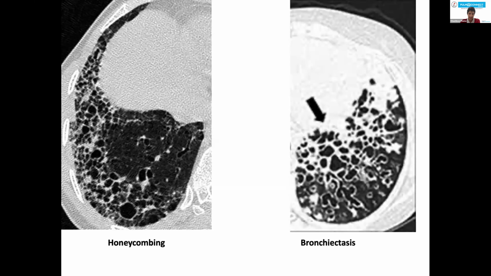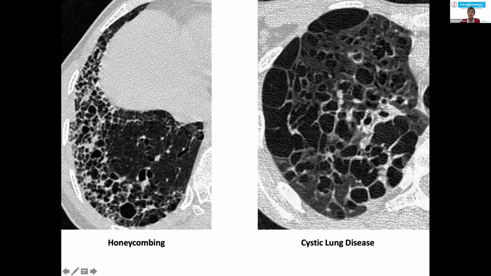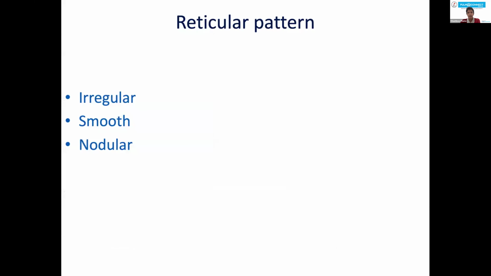Cystic lung diseases are again blacker areas within the lung parenchyma. These blacker areas have well-defined walls, but they do not share walls with each other. There is no architectural distortion. The intervening lung parenchyma is normal. Then we start calling them cystic lung diseases.